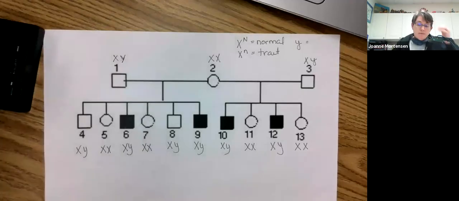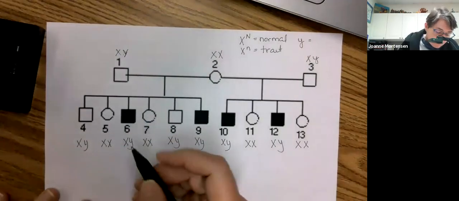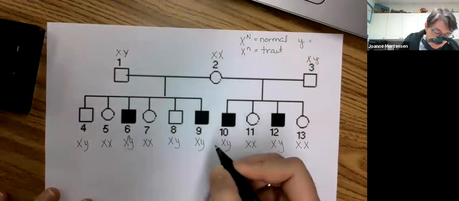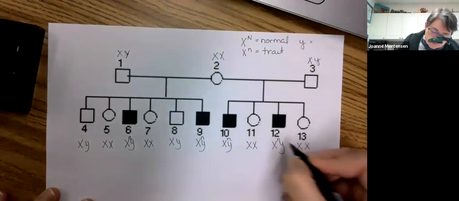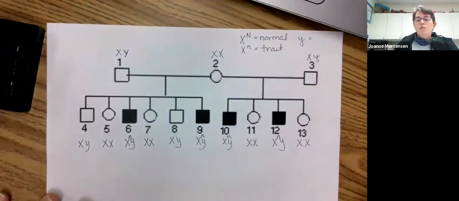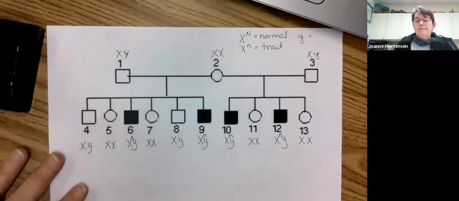So if we were talking about hemophilia, they have hemophilia. If we're talking about color blindness, they have color blindness. So I know that every one of these guys that's colored in is X little n Y. And I find, I don't know how to say it, doing it as a batch is just so much easier, because all of these guys have the same genotype.